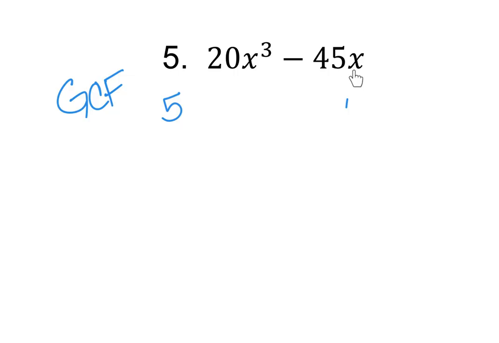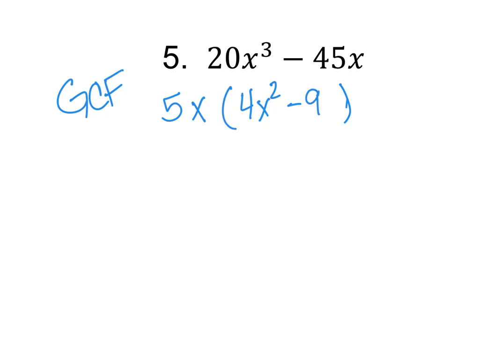And we can also see we have a greatest common factor with these x's. We have an x in both terms. So what do we have left here? Well, 5 times what is 20? That's 4. We have 1 x on the outside, so that leaves 2 on the inside. Bring down that minus. 5 times 9 is 45, and we have that x.